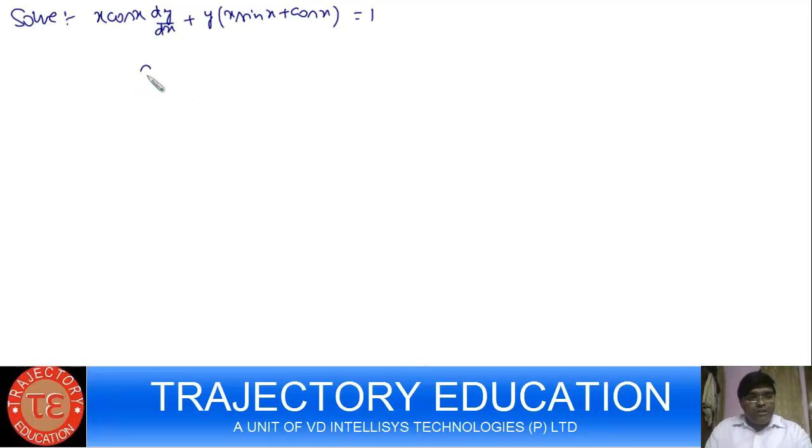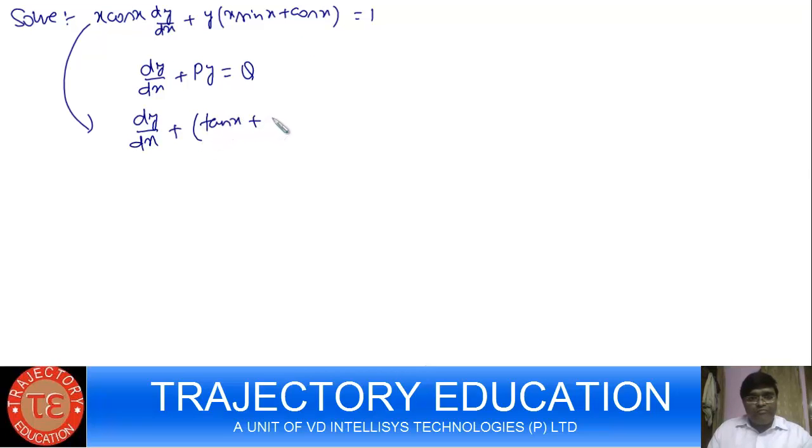Suppose we are given the question, see this differential equation. First of all, you reduce it to this format. You reduce it to the standard form, right? dy by dx plus Py equal to Q. So if I reduce it to this form, I have to divide the whole equation by x cos x. So it will become dy by dx plus (1 by x + tan x) y equals 1 by x cos x. So this is going to be a P, it's going to be a Q, right?